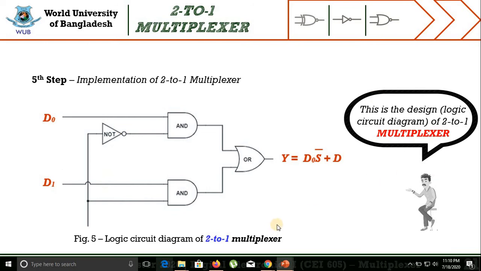From this slide, we may find the logic circuit diagram of the 2 to 1 multiplexer. As we already mentioned in the previous slide, if we want to implement a 2 to 1 multiplexer, then we need 4 logic gates. First, we need 2 AND gates, which have 2 inputs, 1 NOT gate and 1 OR gate, and you can finally design this multiplexer, which is the 2 to 1 multiplexer. So let's move to the next slide.